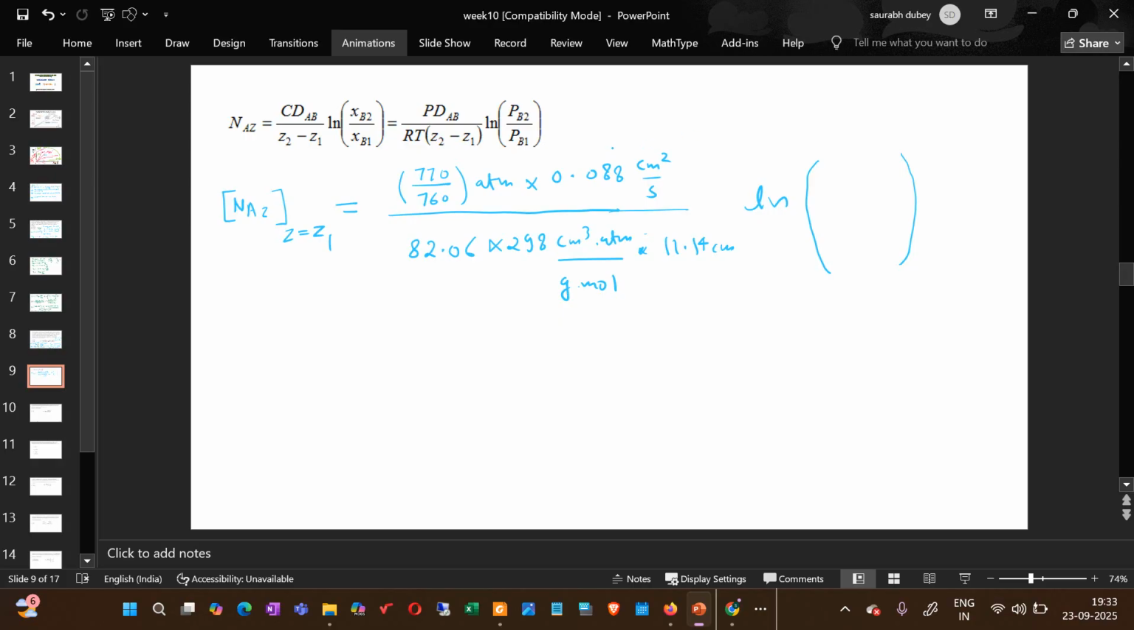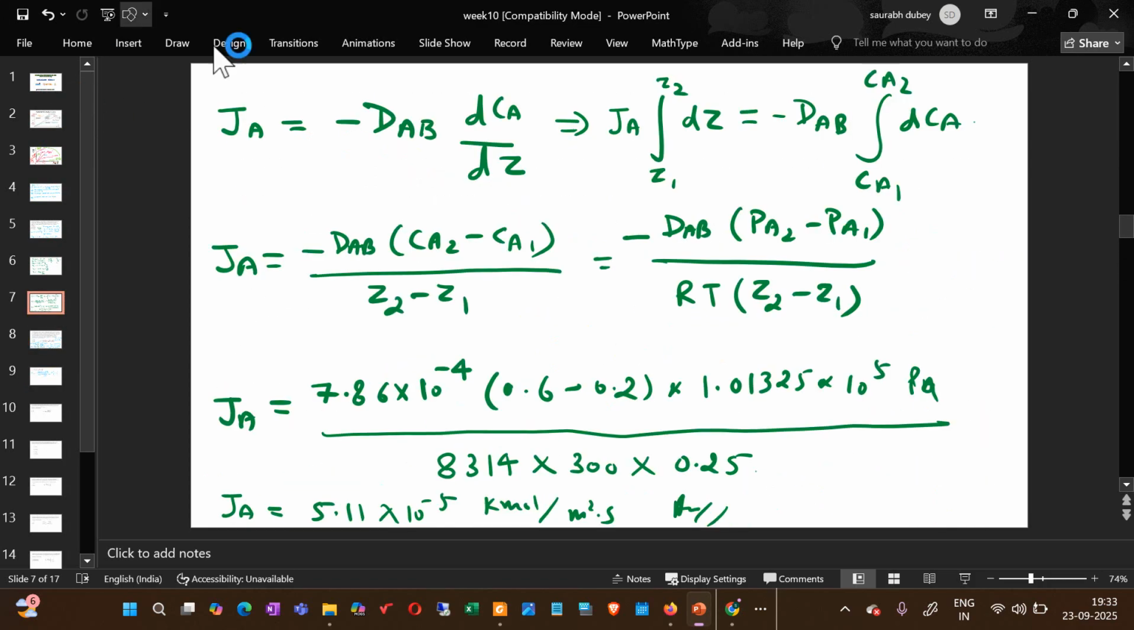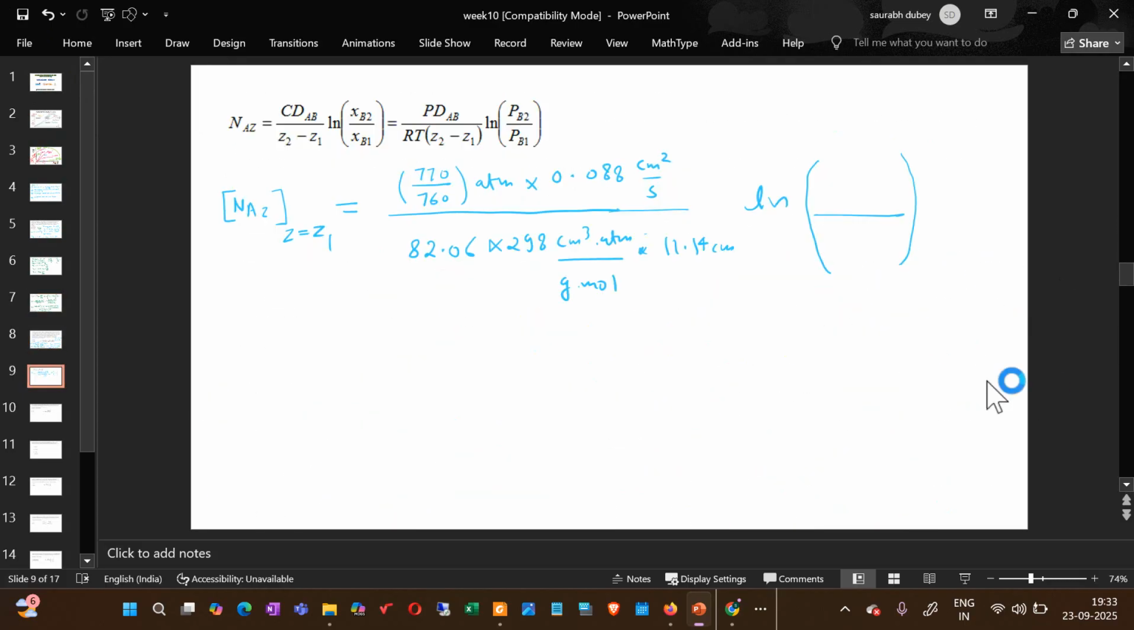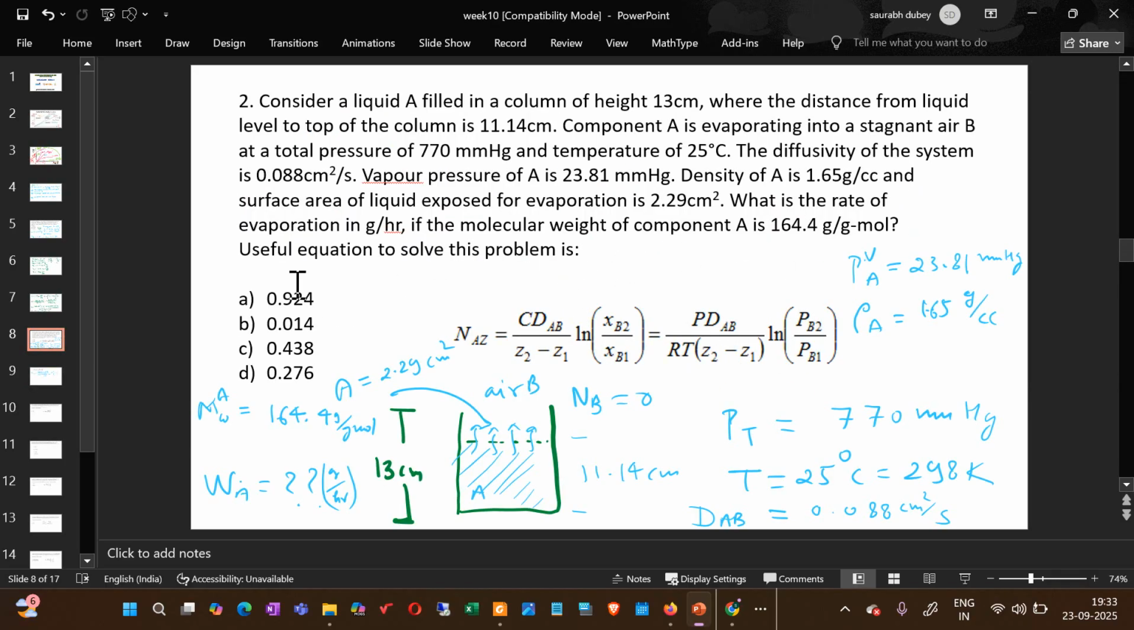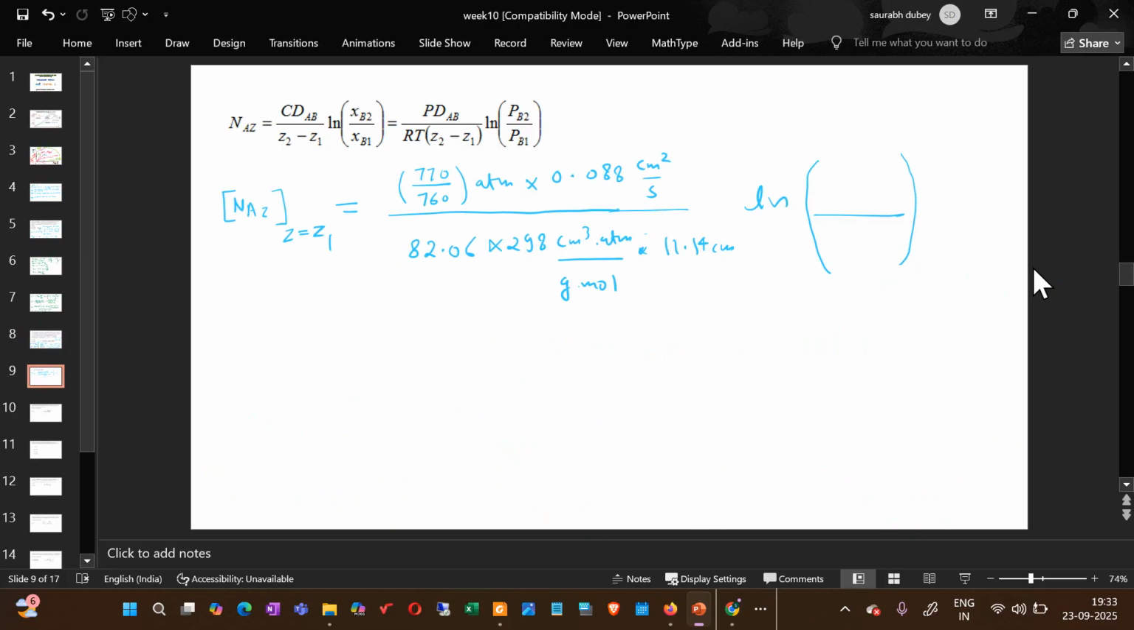So you came to know that at that interface, right? PB1 at the interface, if you see, A is how much? 23.81 is the vapor pressure, right? I think 23.81 is the vapor pressure. Yes, yes. And it is asked at a steady state. So, anyway, no steady state. So here, 770 minus 23.8.